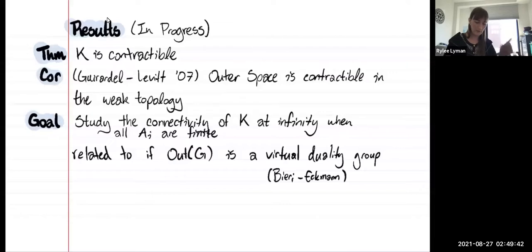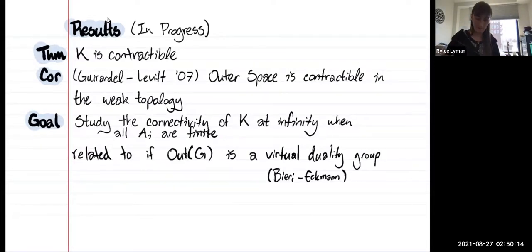Before I forget, I also want to point out that the corollary implies the theorem, because if you have a deformation retraction of a contractible space, then you're contractible. So the point of the theorem is really that this is a new proof, a more direct combinatorial proof than the one given by Guirardel and Levitt. Great, awesome. And I'm doing great on time too.